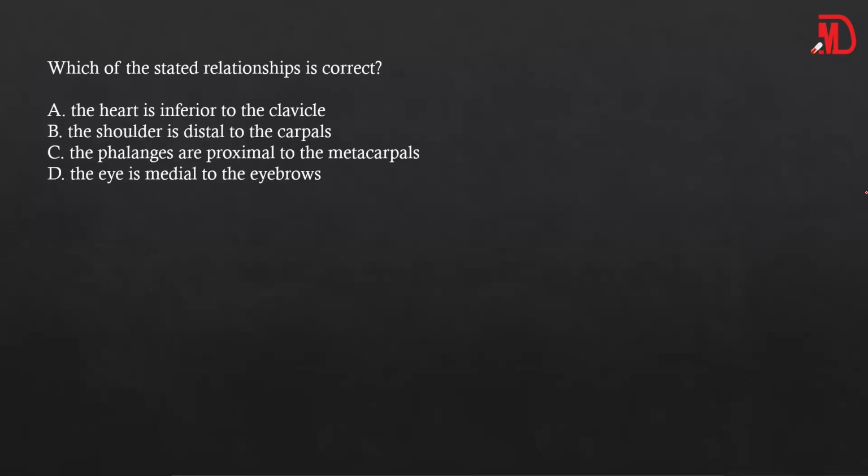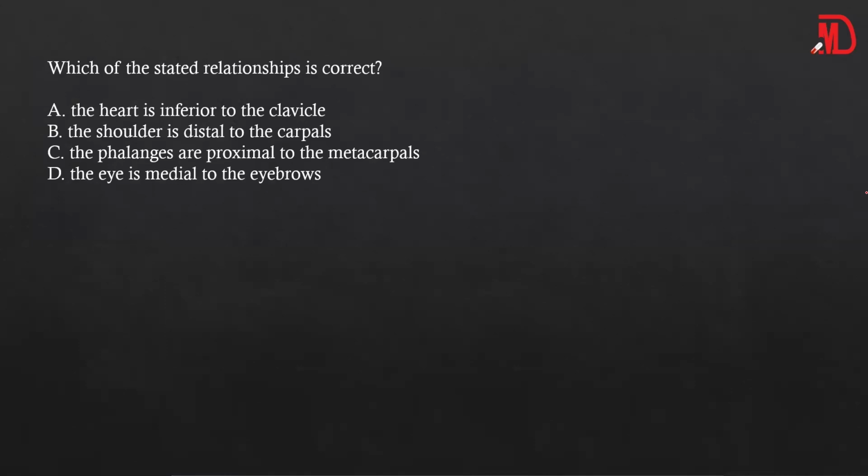Now, which of the stated relationships is correct? The heart is inferior to the clavicle. The shoulder is distal to the carpal. So you see, if you don't understand the meaning of distal and proximal, you'll get this question wrong. If you don't know what inferior is, you'll get this question wrong.